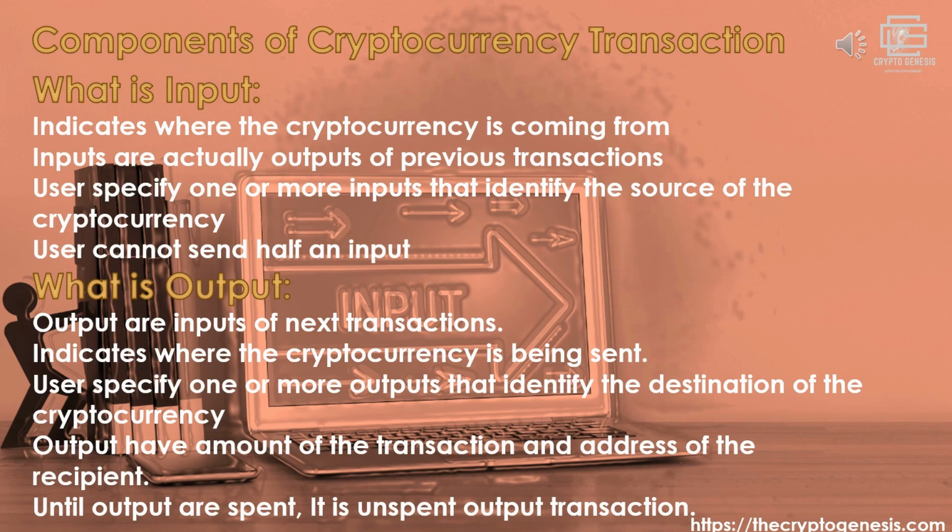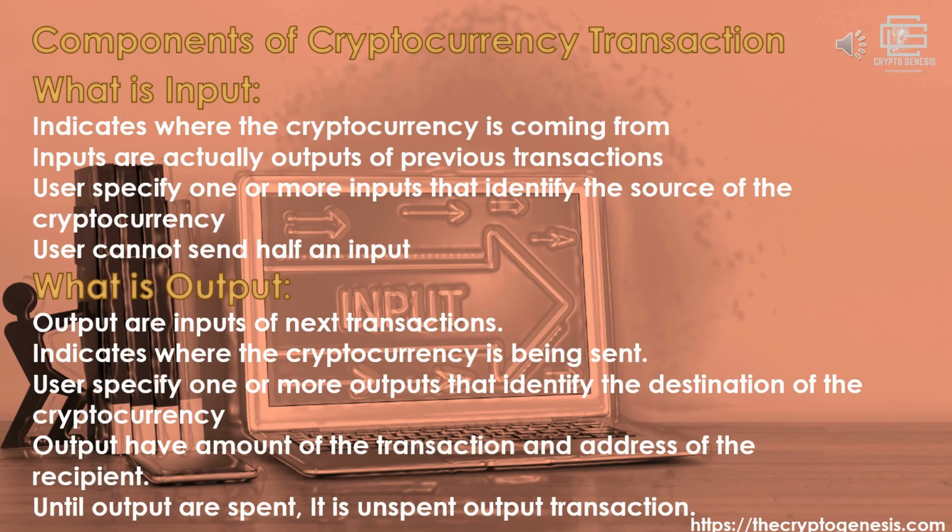Another important point is that you cannot just send half an input. For example, if Max only has one input of 4 bitcoins and he wants to send 2 bitcoin to Mike, he can't just send 2 or use half of the input. He has to send 4 BTC and get refunded 2 BTC back to his wallet.